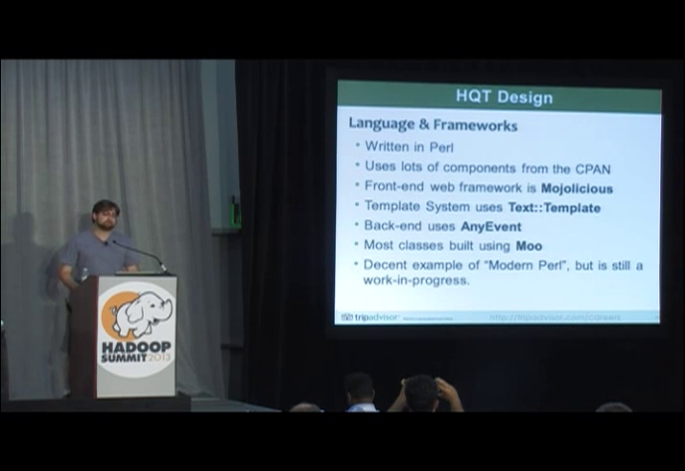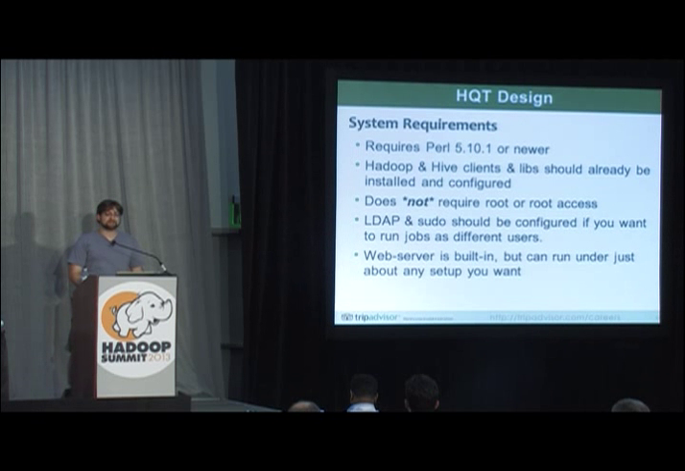And for the things that were built in an OO fashion, I use something called Moo, which is kind of like Moose, which actually makes writing object-oriented code in Perl feel normal. So you could call it a bit of an example of modern Perl, and if people are interested in hacking on it and learning about it, I'm happy to oblige.